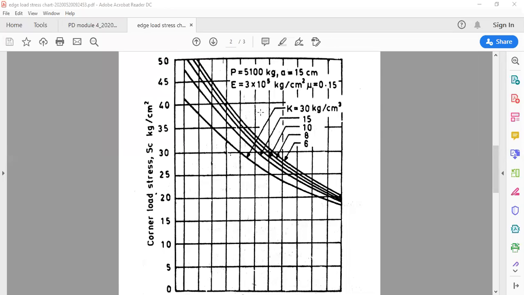So wheel load stress is with respect to two methods. One is through Westergaard equation. The other is through the design charts. These are two ways wherein you can calculate the wheel load stress. In yesterday's class, I discussed temperature stresses, the two temperature stresses with respect to the daily variation and with respect to seasonal variation. The concept I explained to you.